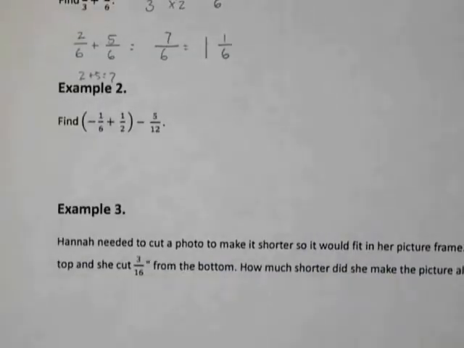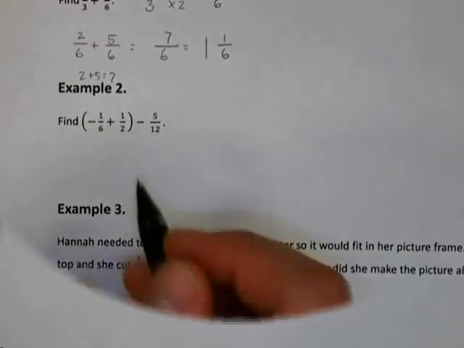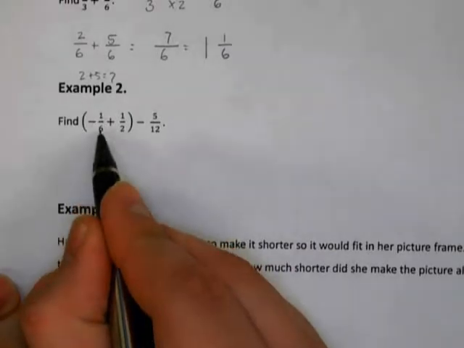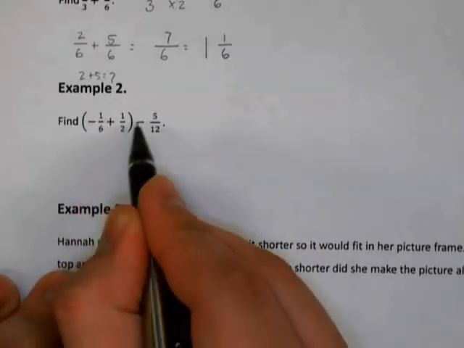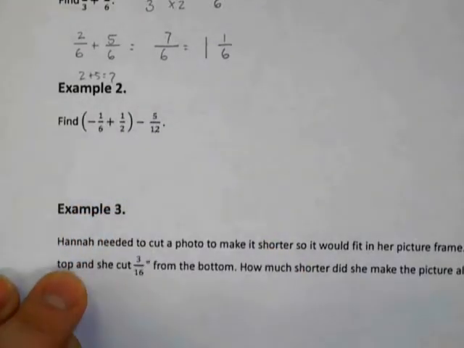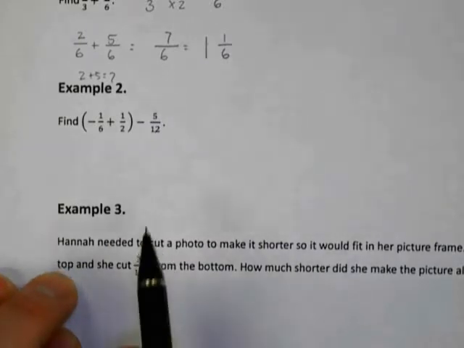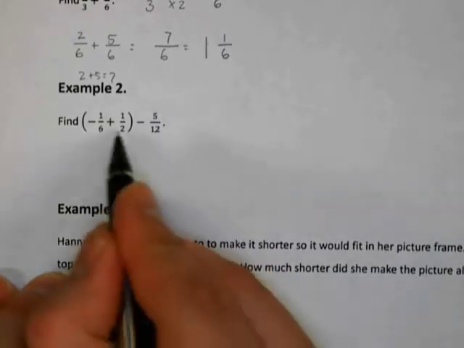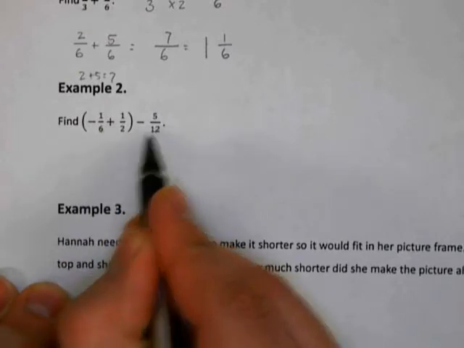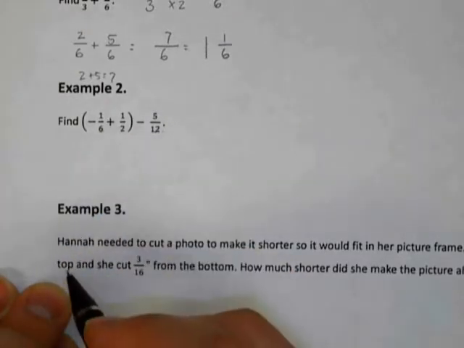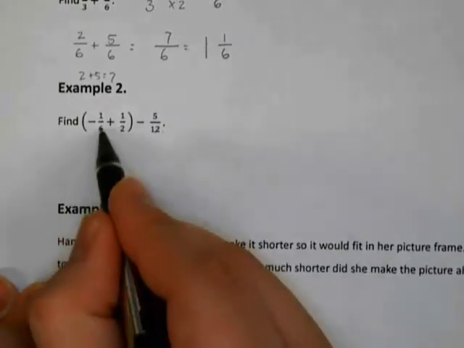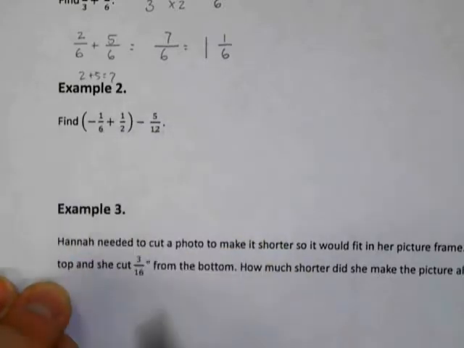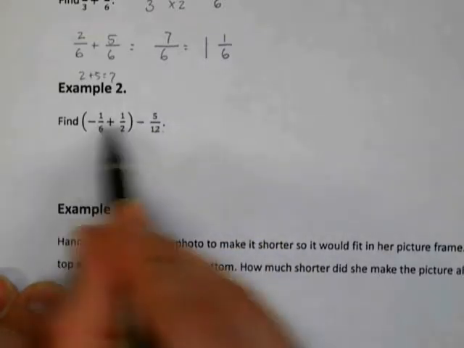Alright, that one was pretty basic, but let's get one with a little bit more meat on it. We have negative 1/6 plus 1/2 minus 5/12. Alright, first, find the least common denominator. We see 6 will go into 12, and 2 we know will also go into 12. So we're going to have to make each of these fractions into a common denominator of 12.